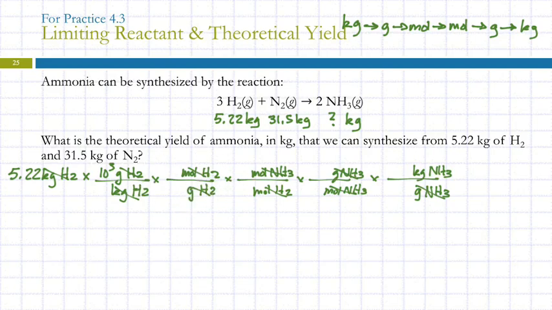Here I need the molar mass of hydrogen. Hydrogen is a diatomic element, so it's H2. So that's 2 times 1.008 or 2.016. The middle is moles to moles, and there I get my numbers from the coefficients. 3 goes in front of H2, and 2 goes in front of ammonia. The next term would be the molar mass of ammonia. So you can calculate that. You'll come up with 17.034.